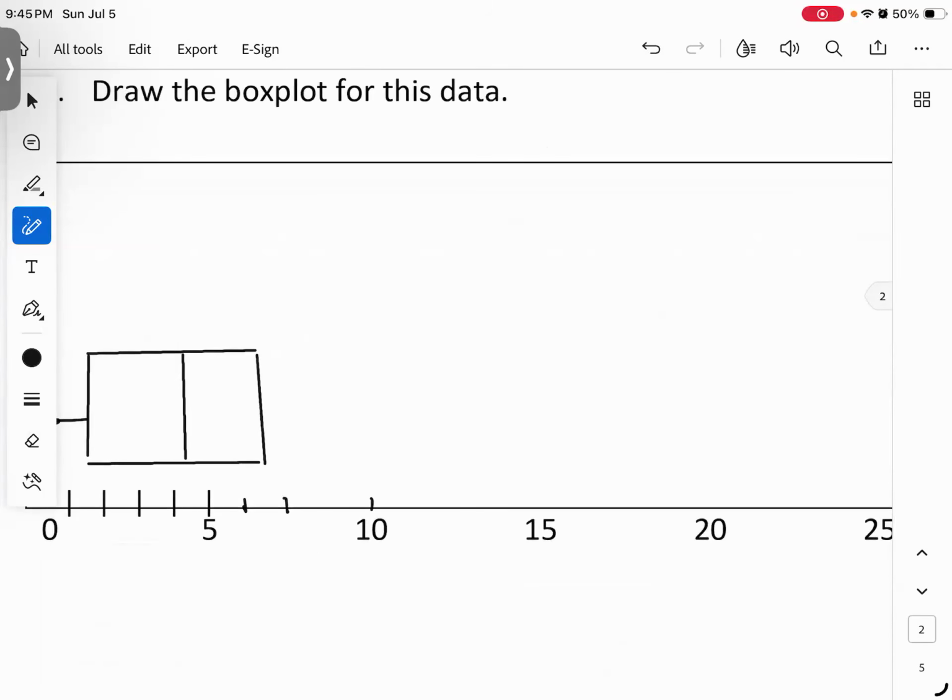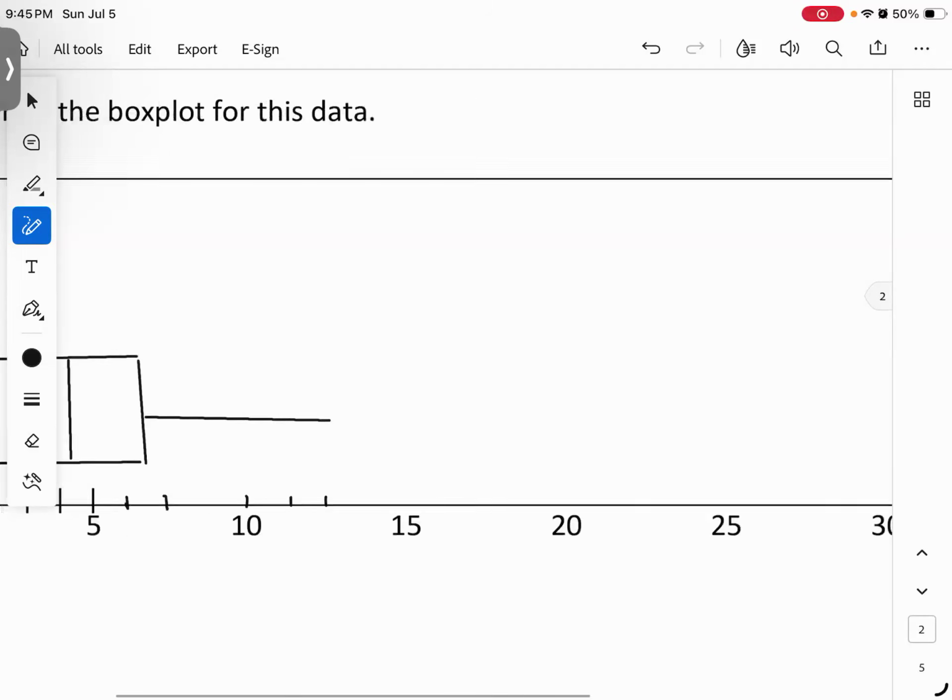But again, if this is 10, 11, 12, it doesn't have to be perfect. Just kind of doing a rough sketch here. A little bit after 12, right? Again, I did my best there. And then you'd have your outliers.